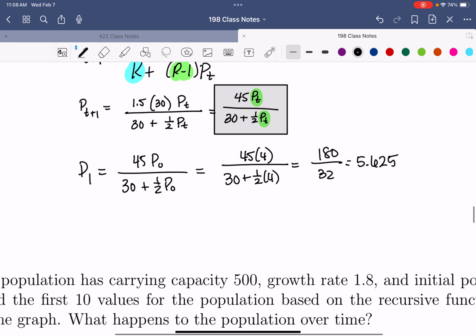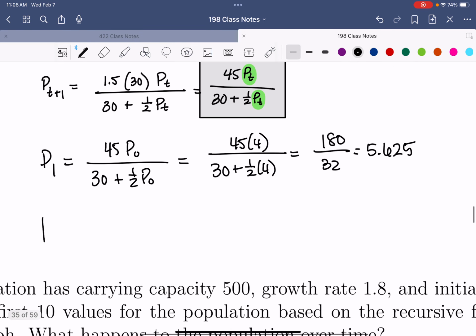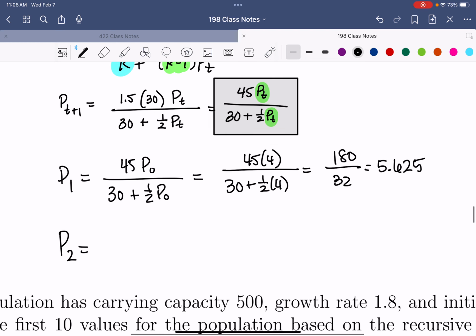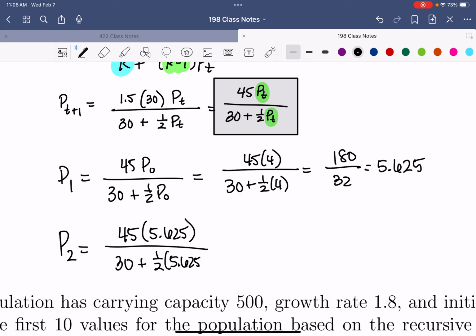Okay. Now, my goal then is to find P2. And no, you do not have to write out your calculations like this. 45 times my P1. So P1 is the 5.625 over 30 plus 1/2 of 5.625. Make sure that you are using proper order of operations here. So we're going to take half of the 5.625, then add it to 30, and then take your fraction and divide it through. Okay, now we're getting into something where I don't have nice whole numbers to work with here.